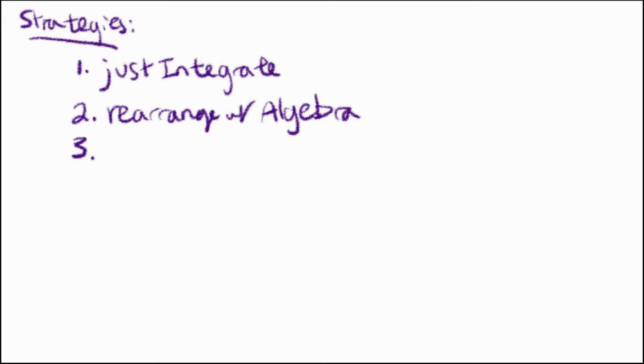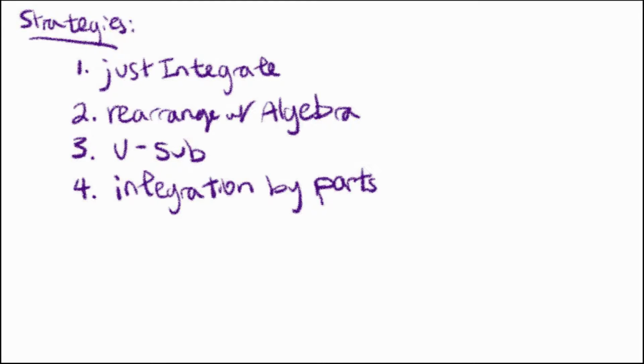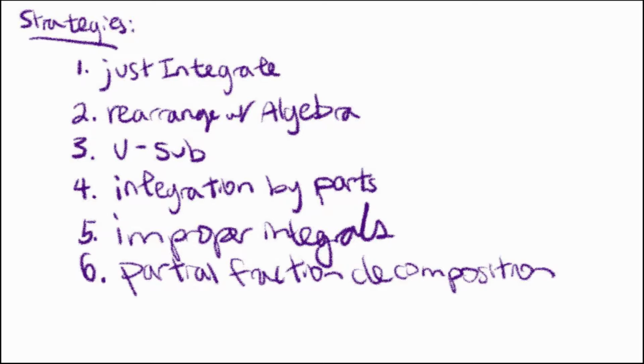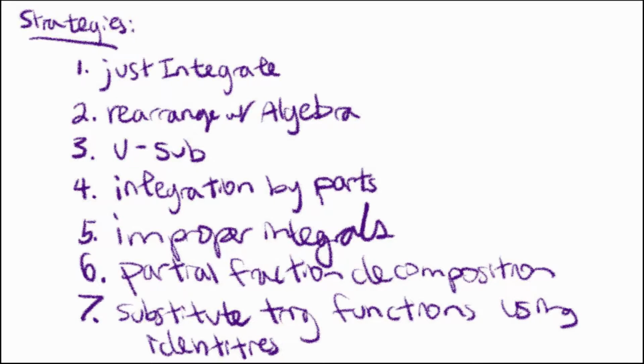Let's take a look at the different strategies that we can use on the integration problems we encounter. 1. Just integrate it using the basic integration formulas. 2. Rearrange with algebra and integrate. 3. Use substitution. 4. Integration by parts. 5. Improper integrals. 6. Integrating rational functions by partial fractions. 7. Integrating trig functions by substituting with half-angle or Pythagorean trigonometric identities.